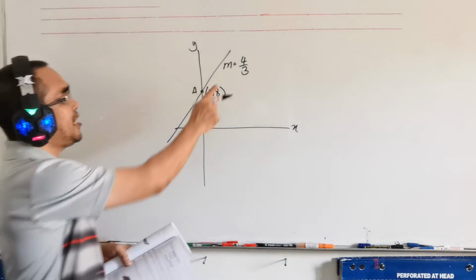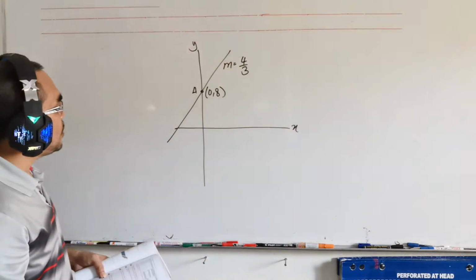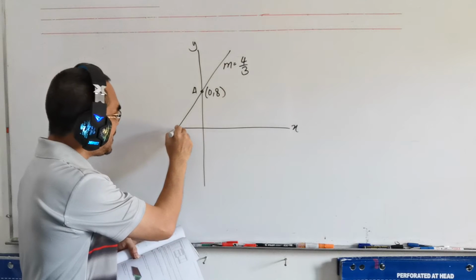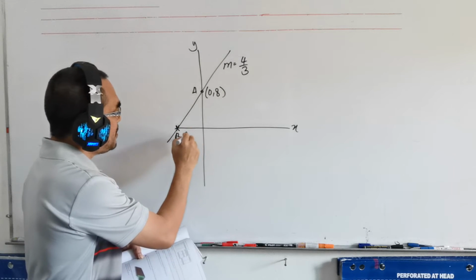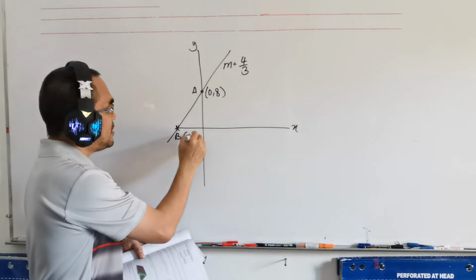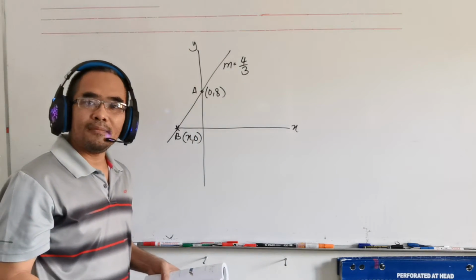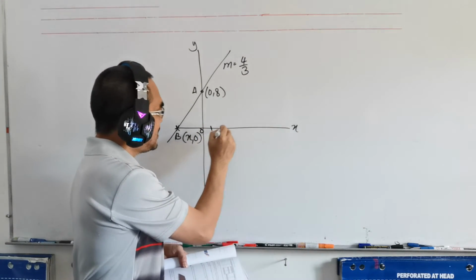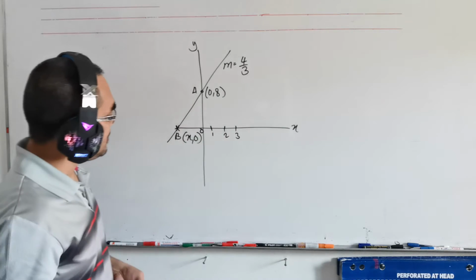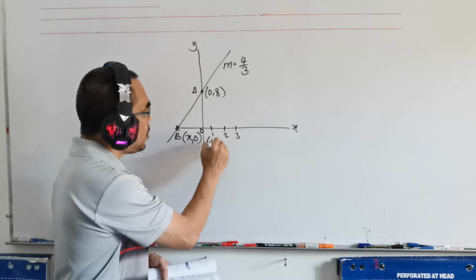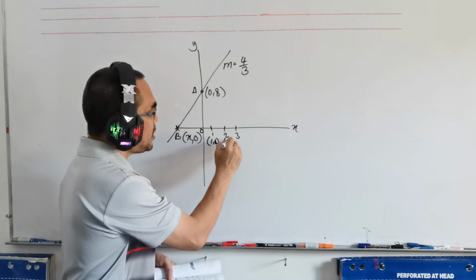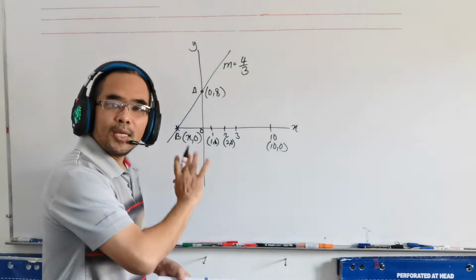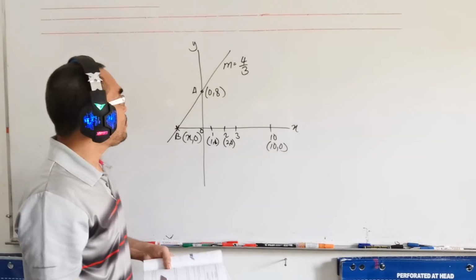The gradient is indicated by the letter m. Because B is an x-intercept, B will be here. So B will be x and the y is 0. How do I know that? You just draw as long as it's on the x-axis. Here 1, 2, 3, for example. So the coordinate here will be 1, 0, and the coordinate here will be 2, 0. If there is 10 here, the coordinate will be 10, 0. The y is constantly 0.